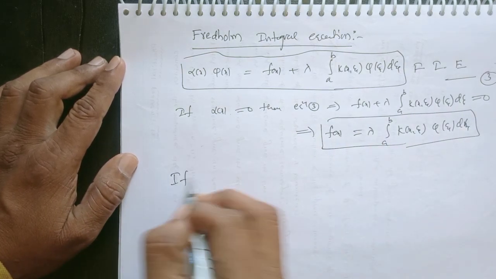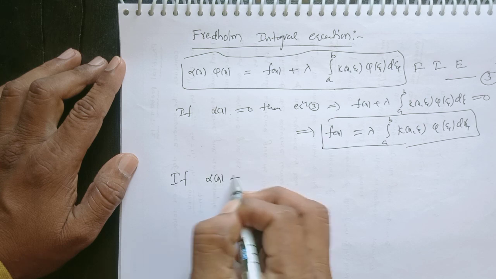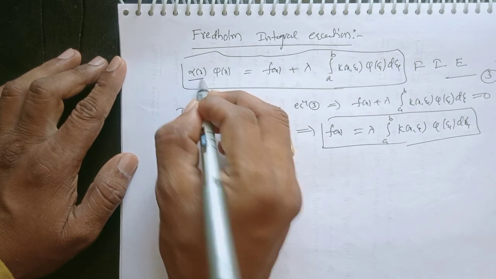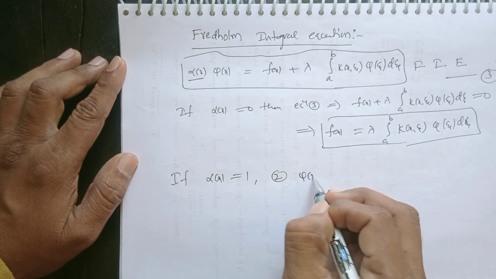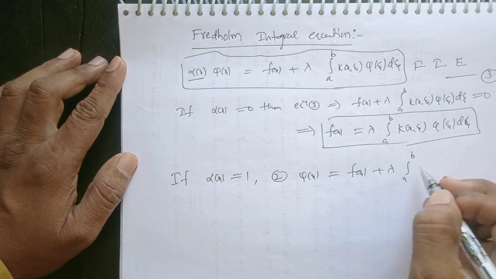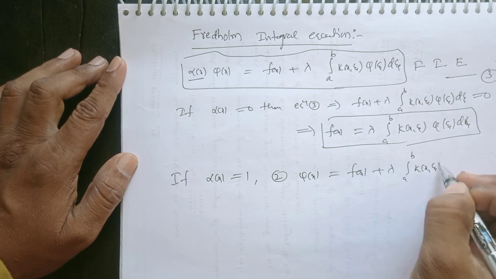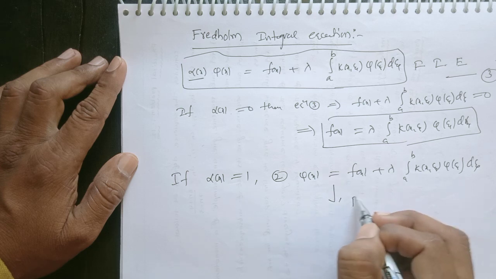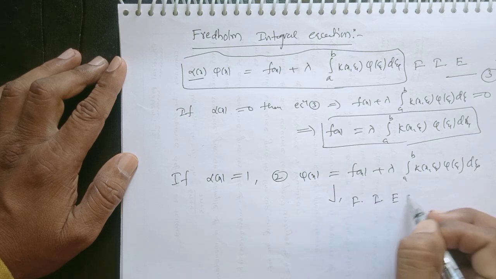In case alpha of x is equal to 1, then equation 2 becomes phi of x is equal to f of x plus lambda times the integral a to b of k of x, xi, phi of xi d xi. This is called the Fredholm integral equation of second kind.